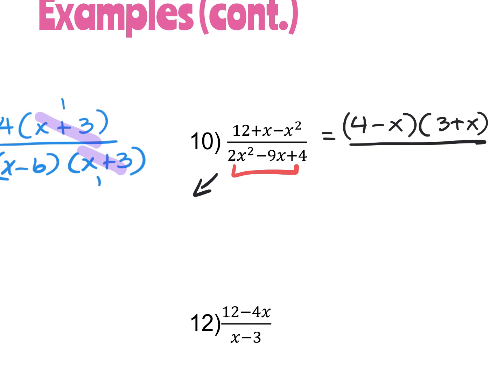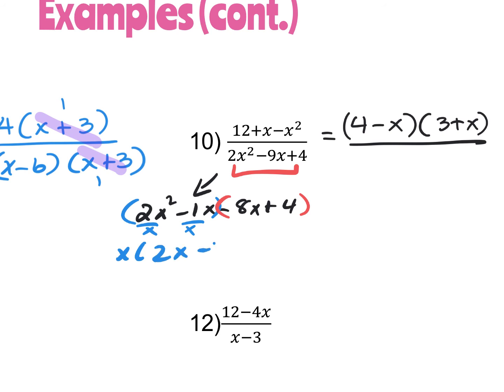And then for the denominator, you can either guess and test, or I could also factor by grouping, which you'll multiply the beginning and the end. So I'm looking for factors of 8 that will give me -9. And those two factors are going to be -1 and -8. So 2x squared minus 1x minus 8x plus 4. Make your groups. GCF of blue is going to be x. So x minus 2x minus 1.